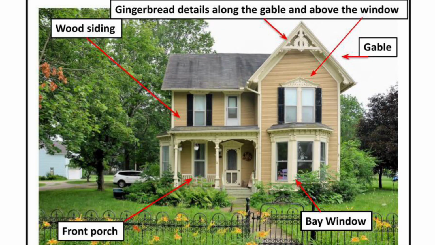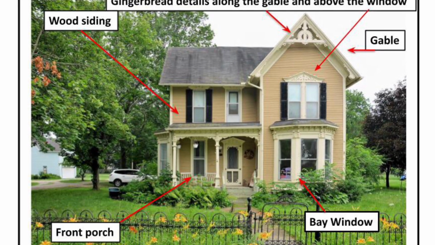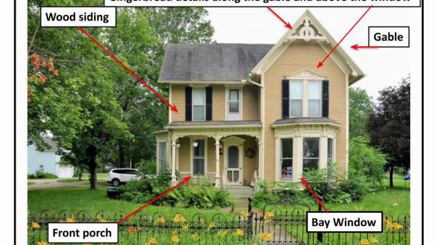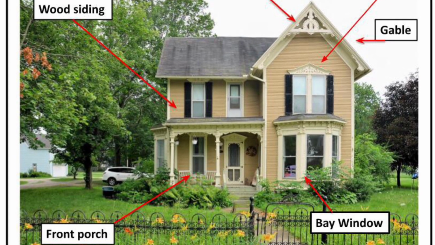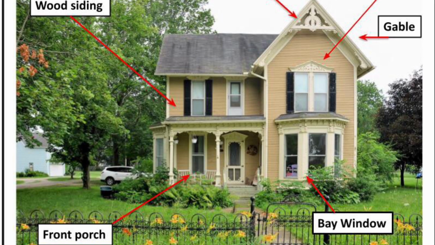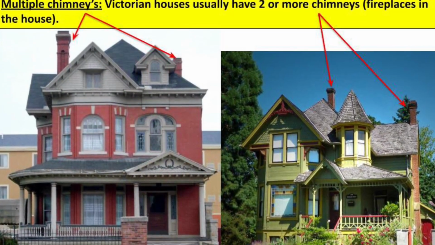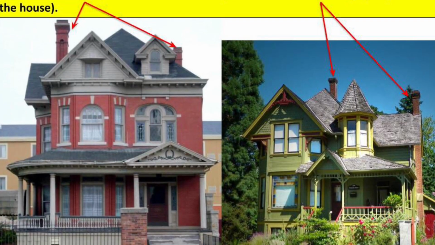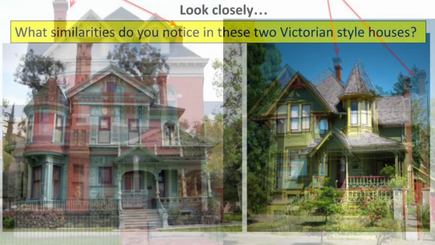This picture shows a smaller, cute Victorian house with gingerbread details under the gable, above the windows, and at the top of the front porch. Notice it also has a large bay window on the first floor and has wood siding. Multiple chimneys are also a common key element. As you can see here, both of these Victorian homes have 2 chimneys.